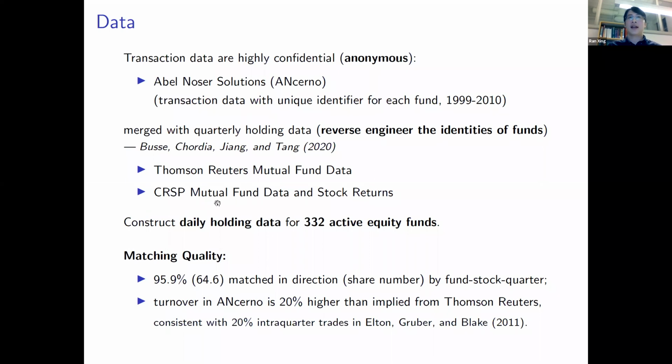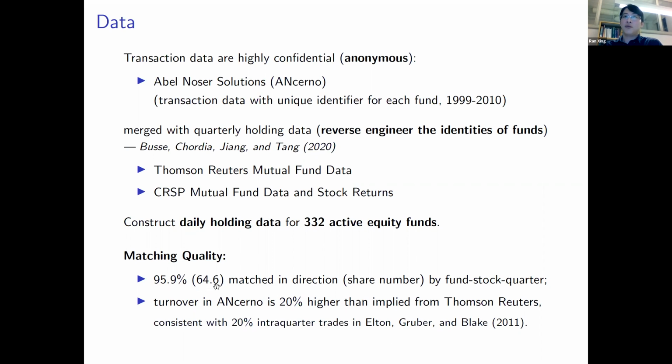So here we use this methodology to construct daily holding data for a relatively small sample of US active equity funds. We use a stricter rule than what they did, so we end up with a smaller sample of funds but a higher matching quality, with 332 funds in our sample. In terms of the matching quality, when we compare the changes of equity holdings implied from the Thomson-Reuters holding data and those implied from the Abel Noser data, we can see that 95.9% of the changes in equity holdings from these two data sets match in direction. That means if it's a buy in Thomson-Reuters, it's also a buy in Abel Noser data.